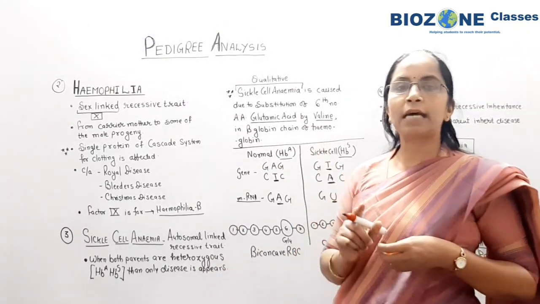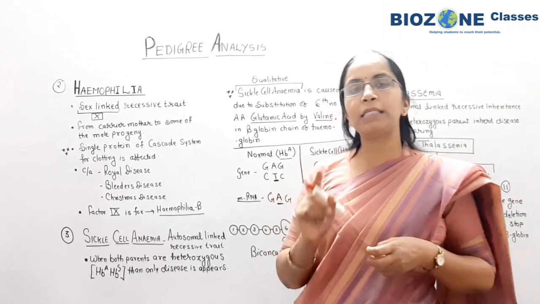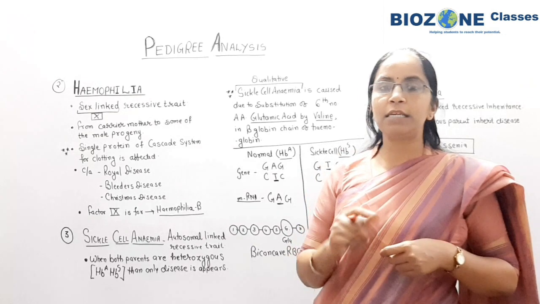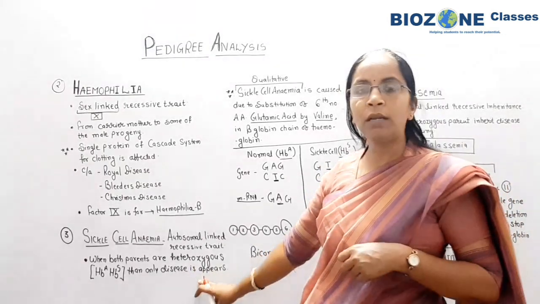When both the parents are heterozygous. Heterozygous का meaning है कि when both the parents are carrier for the disease. And why both parents are carrier? Because disease is carried by the autosomal chromosome.